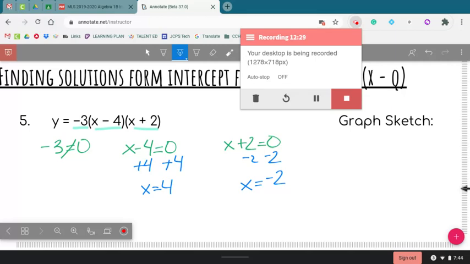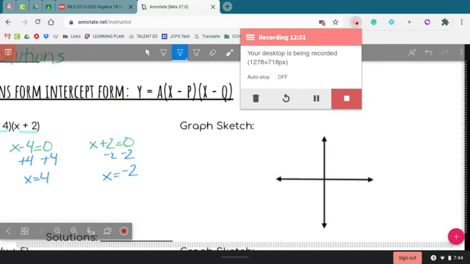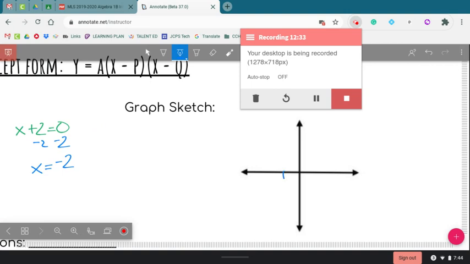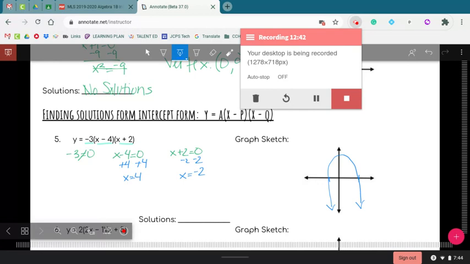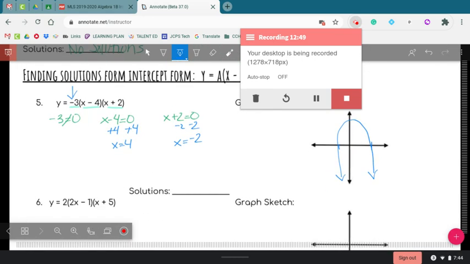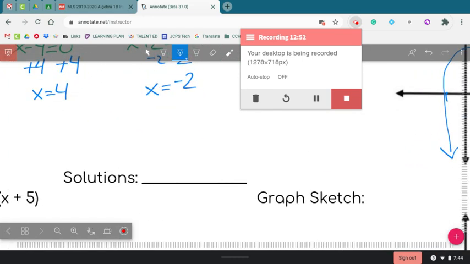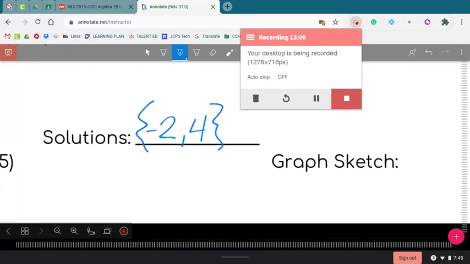So if you look on your graph, it goes up and then back down. So it crosses at negative 2 and a positive 4. So it goes way up and then back down. The reason it's upside down instead of right side up is because it's negative in the front. So our solutions are negative 2, 4. And you can write them with the brackets around them. That's how we write our solution set, as we call it.